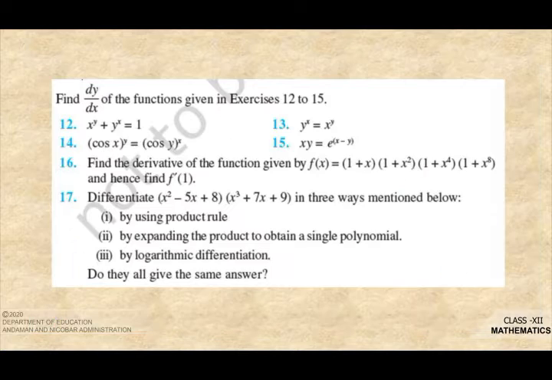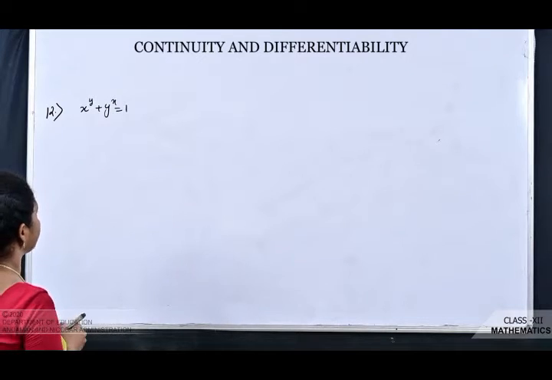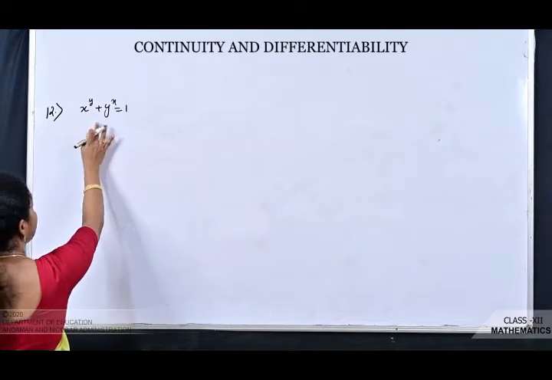Correct? Now the next set of questions is 12 to 17. It is again not the same type, it is equations. So how to solve equations? One question I'll explain to you, the rest you can do by yourself. Now let's see the 12th question here: x to the power y plus y to the power x is equal to 1. Again this is an equation.